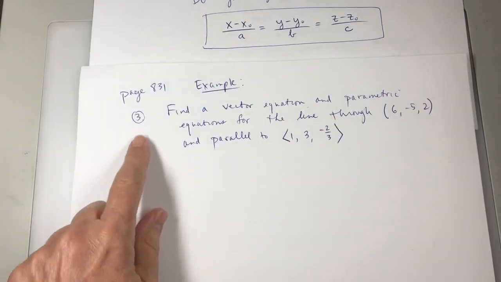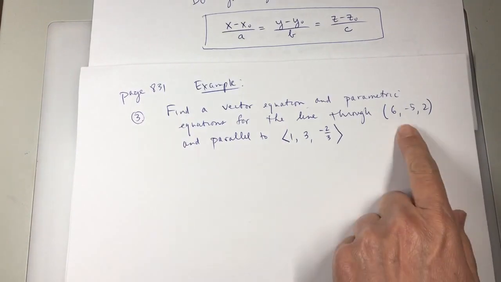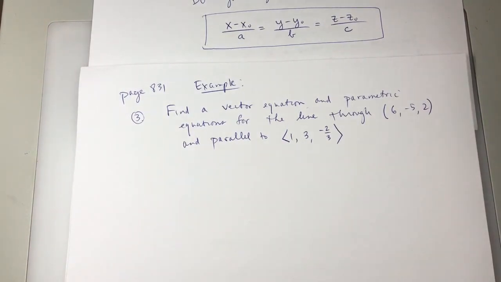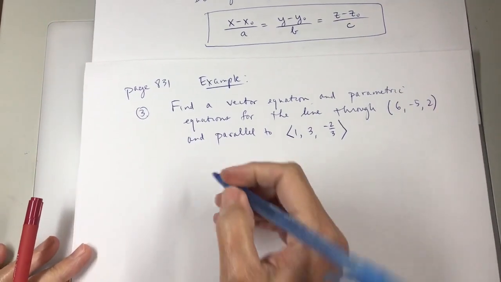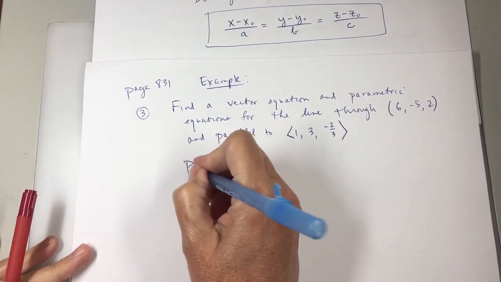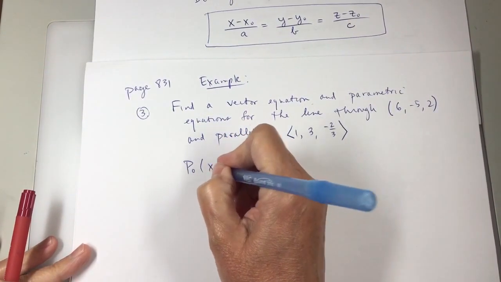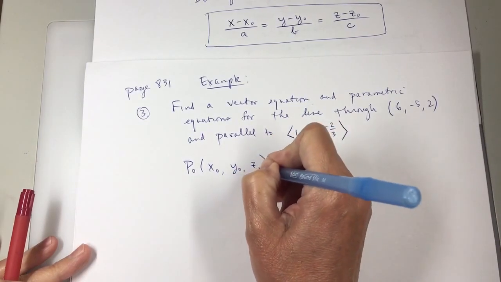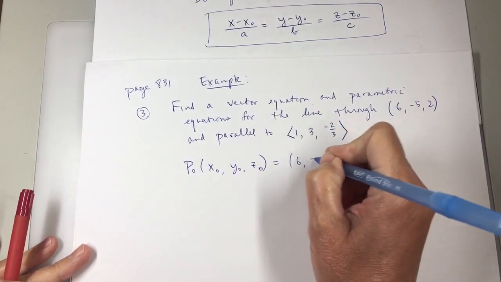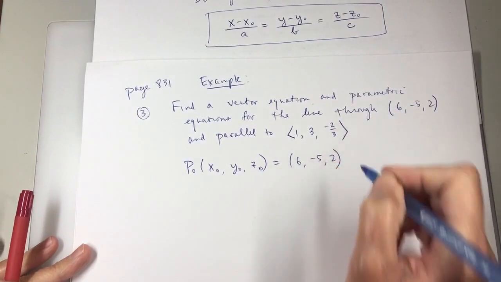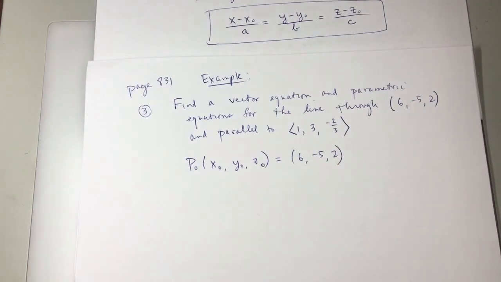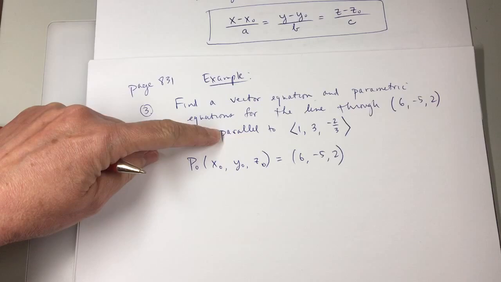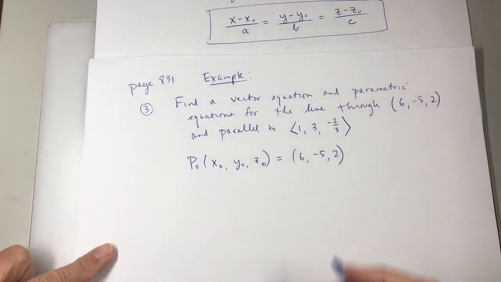For this problem number 3, I have the point 6, negative 5, 2. So that's P sub 0, which is x0, y0, z0, equals 6, negative 5, 2. And then I know the direction of this line. The direction of the line is given by this parallel vector. If two vectors are parallel, they have the same direction.